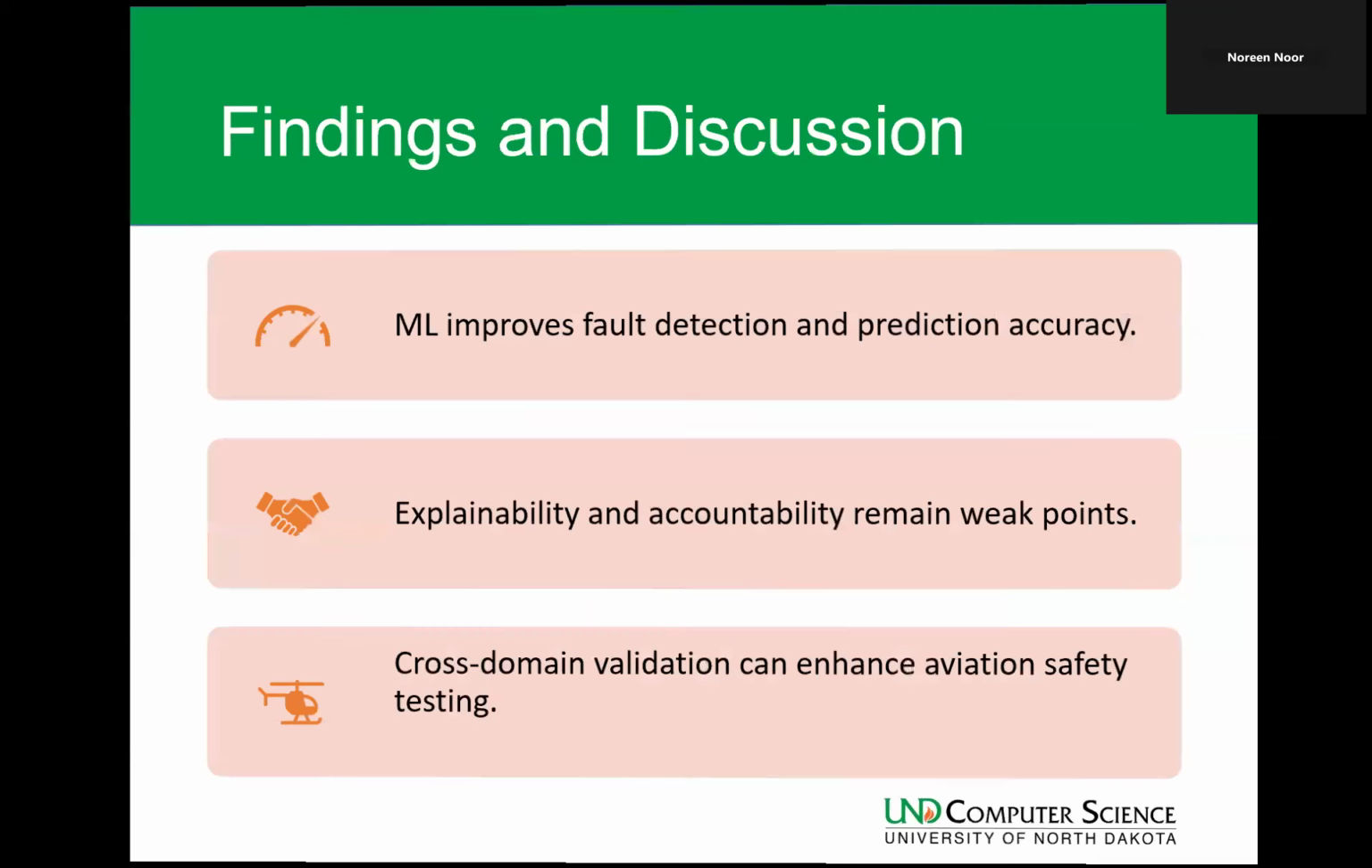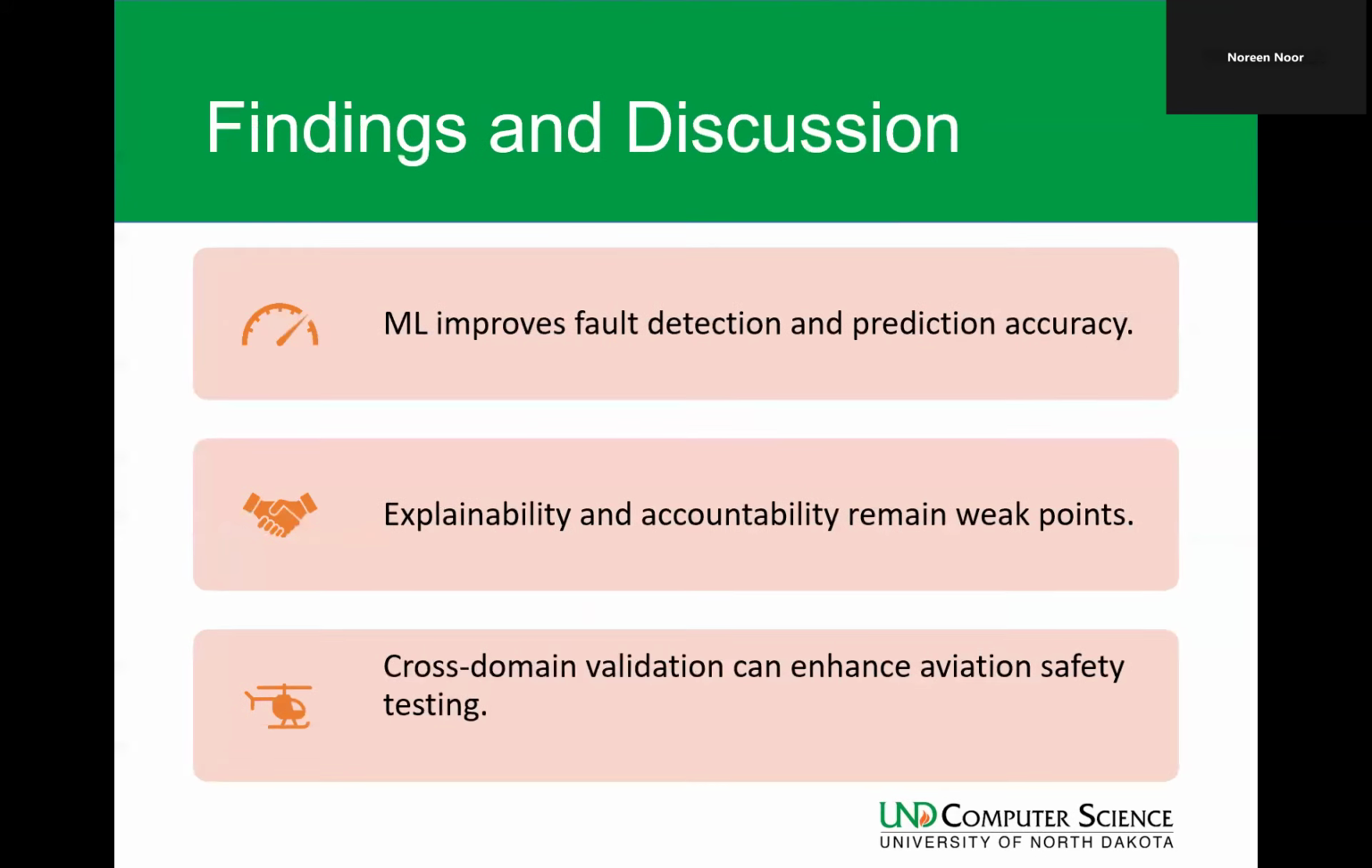So these are the findings and discussions. From the results, it is clear that ML has significantly improved fault detection and prediction accuracy across domains. However, explainability and accountability are still weak points, especially when it comes to trust and automated decision systems. Finally, I found that techniques used in other domains like healthcare and transportation could be adapted to strengthen aviation safety systems. So we can use those techniques here to make it stronger and to prevent accidents in the future.